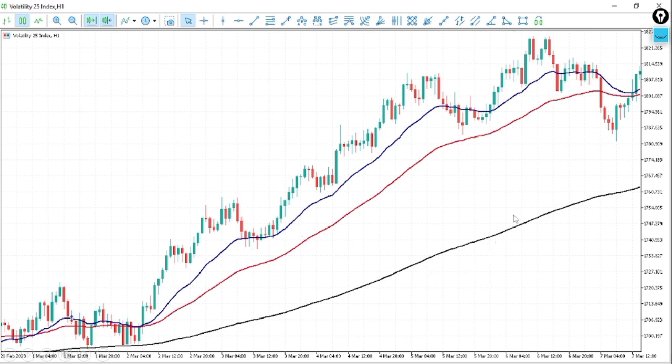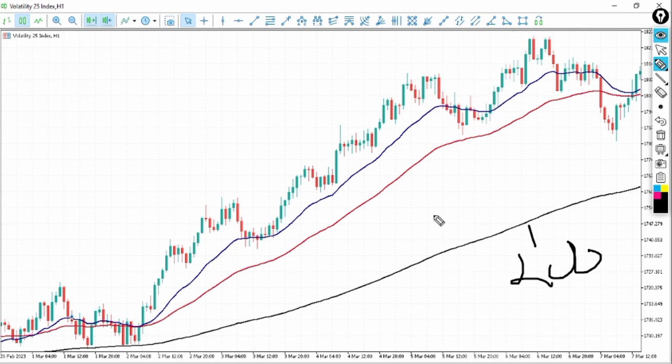The black one is the 200 period moving average, which is right here. This is the 200 period moving average, and this is the 50 period moving average, and then this is the 21 period moving average. And the way that these three moving averages work is that if the market is above the 21 period moving average, right, we know that we are in an uptrend.